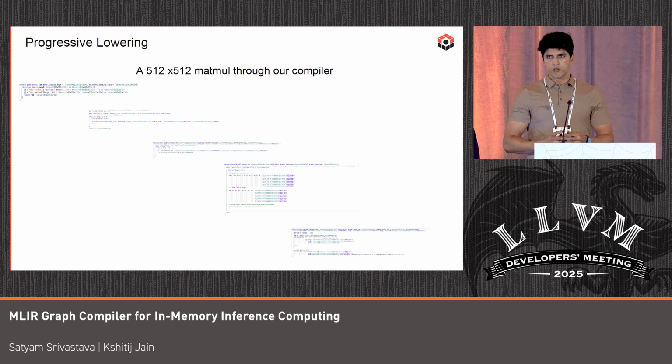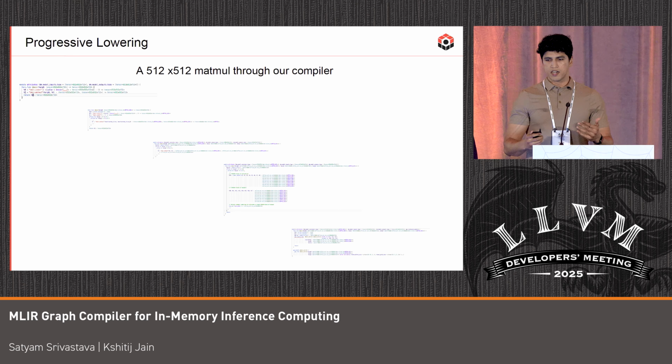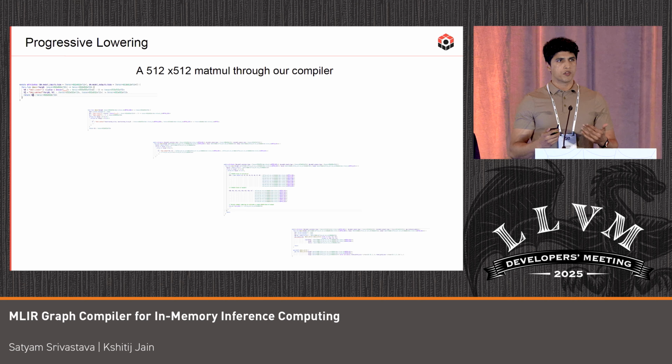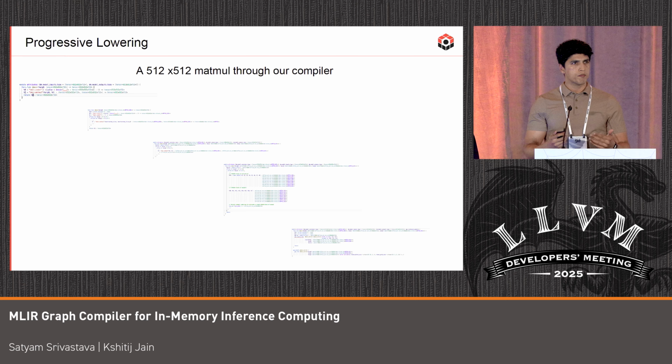Let's now walk over concrete examples to understand what a 512 by 512 MACML looks like as it's progressively lowered through our compiler stack. This will help illustrate the rich abstractions afforded by MLIR that enable us to faithfully model our hardware and thereby optimize for it.